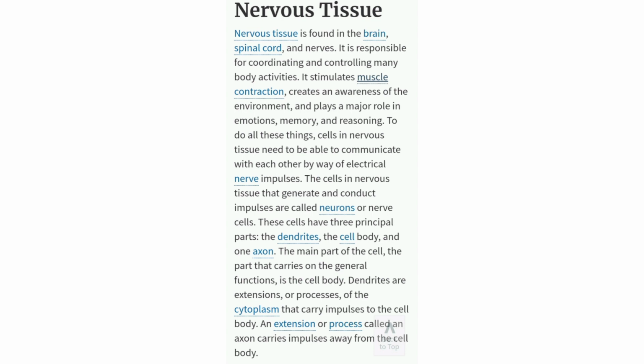The main part of the cell, the part that carries on the general functions, is the cell body. Dendrites are extensions or processes of the cytoplasm that carry impulses to the cell body. An extension or process called an axon carries impulses away from the cell body.